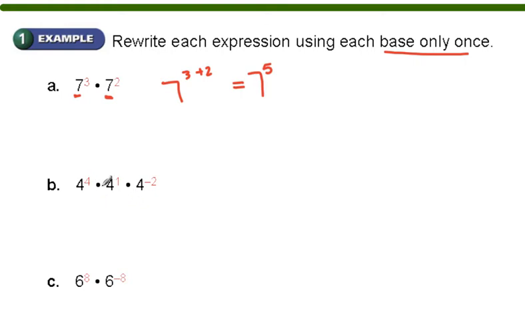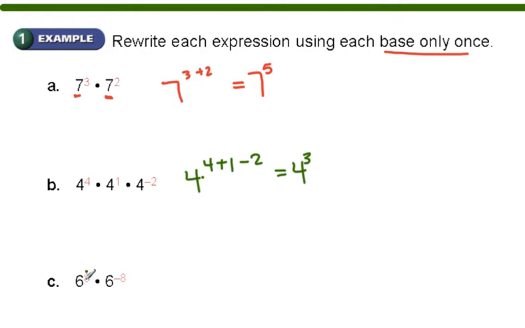4 to the 4th times 4 to the 1st times 4 to the negative 2. So the base is 4. We have 4 plus 1 minus 2. 4 plus 1 is 5. 5 minus 2 is 3. So this will be 4 to the 3rd power.